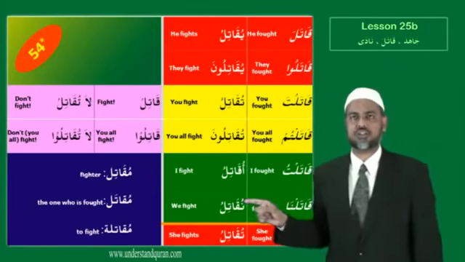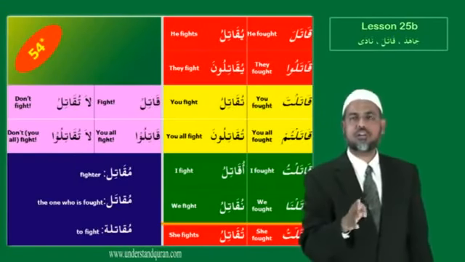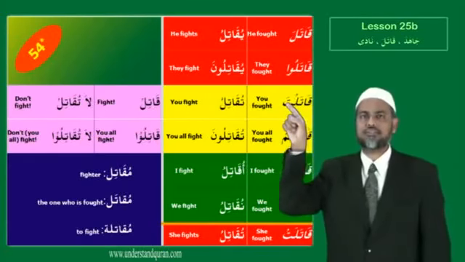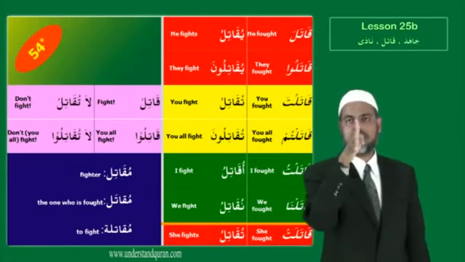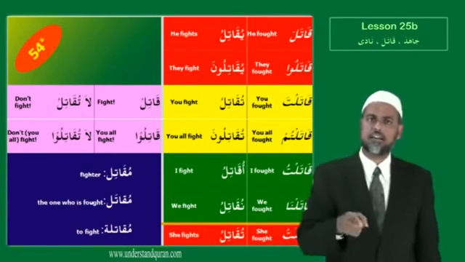Qatala, he fought. Qatalu, they fought. Qatalta, you fought. Qataltum, you all fought. Qataltu, I fought. Qatalna, we fought. Yuqatilu, he fights. Yuqatiluna, they fight. Tuqatilu, you fight. Tuqatiluna, you all fight. Uqatilu, I fight. Nuqatilu, we fight. Qatil, fight.